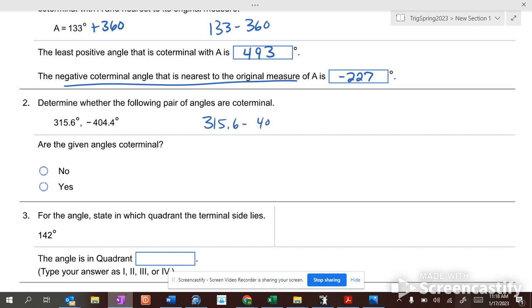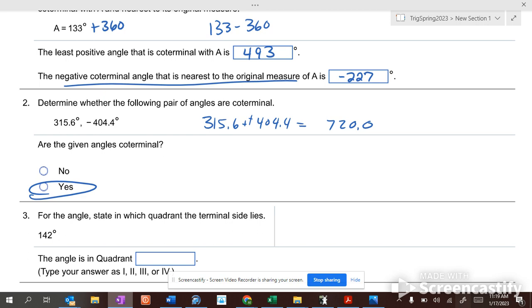315.6 minus the negative 404.4. You go plus a positive, and you get 0, carry the 1, 0, carry the 1, 2, carry the nothing, and that's 720. Yes, they are coterminal. Okay? Because they're exactly 720 apart. Do you understand that? So they either have to be 360 apart, 720 apart, 1080 apart, 1440 apart. Okay, a multiple of 360 apart.